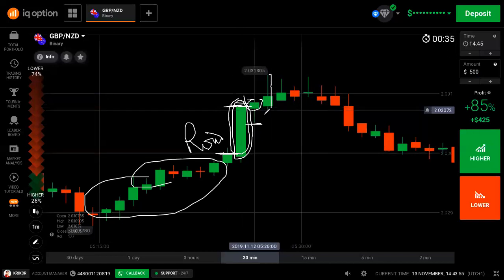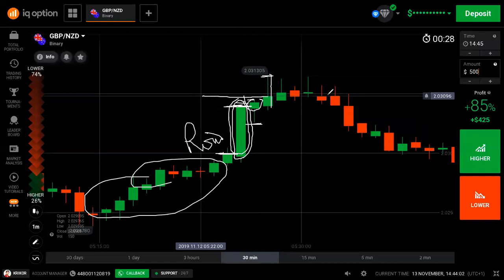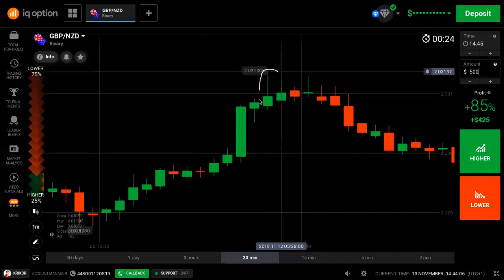Then after this next candle, I'm seeing that this candle has made a new high. This is a level here. Now, this is where many people make a mistake. They consider this candle as, what is this candle?